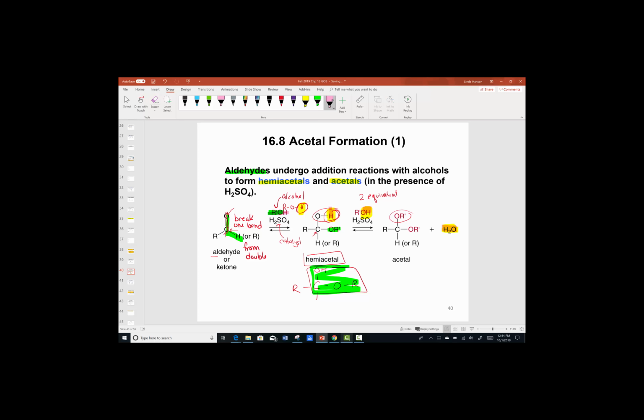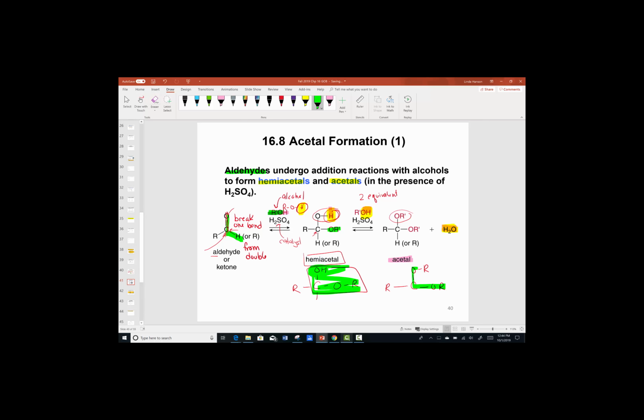And now notice carefully this vocabulary word. We've formed a complete acetal, and an acetal has the carbon originally from the carbonyl now bonded twice to OR groups. So here we have an acetal, and here we had a hemiacetal, still having one component of the oxygen left.